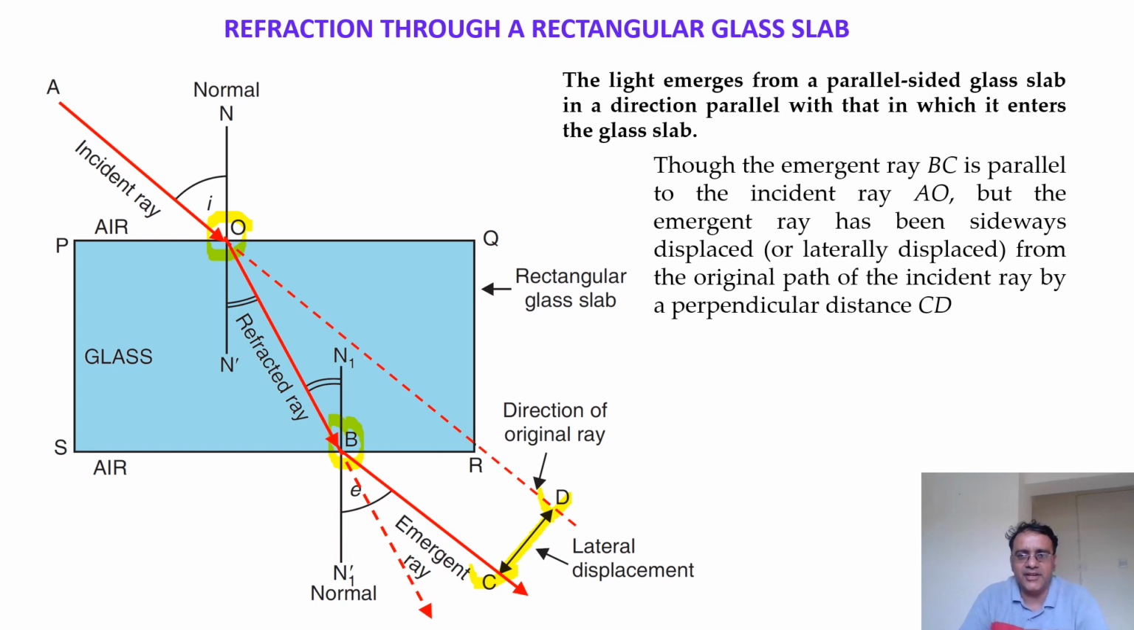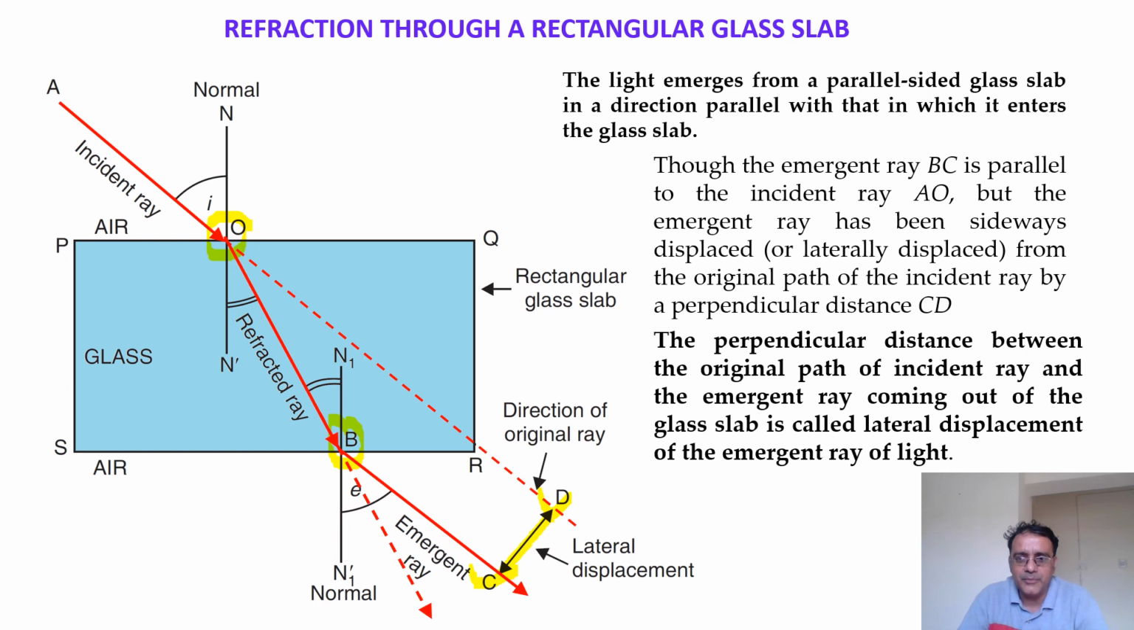The emergent ray BC is parallel to the incident ray AO, but the emergent ray has been sideways displaced or laterally displaced from the original path of the incident ray by a perpendicular distance CD. The perpendicular distance between the original path of the incident ray and the emergent ray coming out of the glass slab is called the lateral displacement of the emergent ray of light.